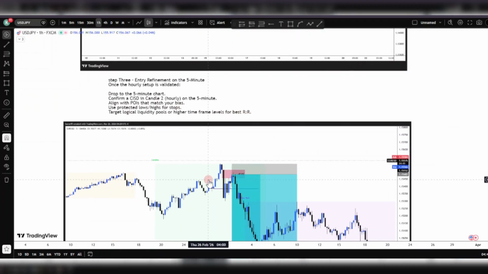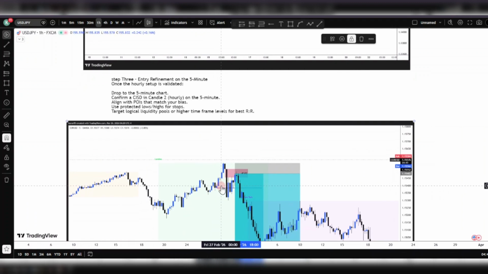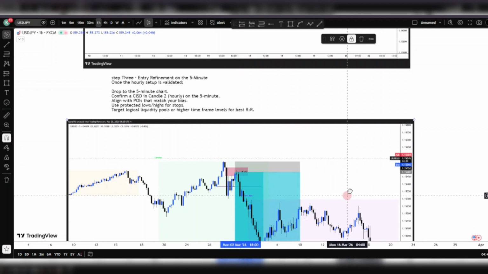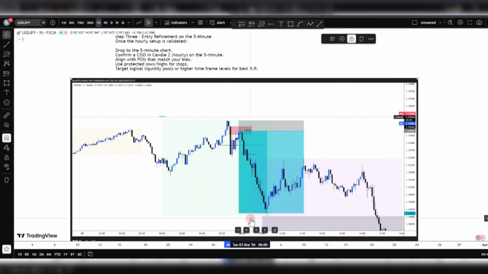In our example here, you can see we had our 5-minute change in state of delivery. Also at this point we had a 5-minute fair value gap, and this is where we took our entries. Our stop loss was just above here, and we were targeting a risk to reward ratio of 1:2 or 1:3, and this is what price did.